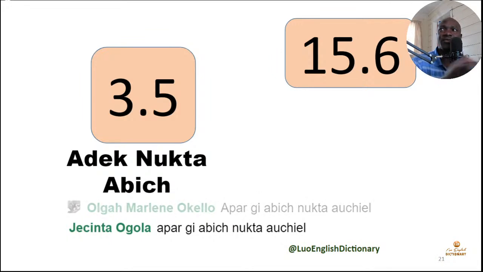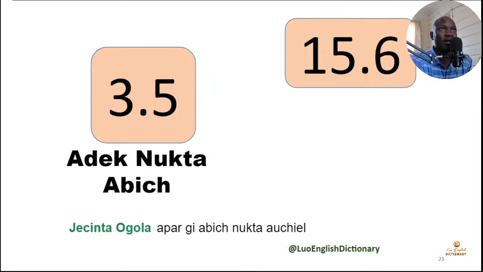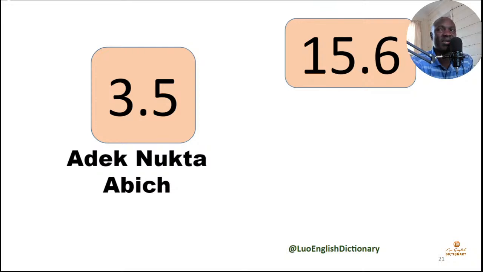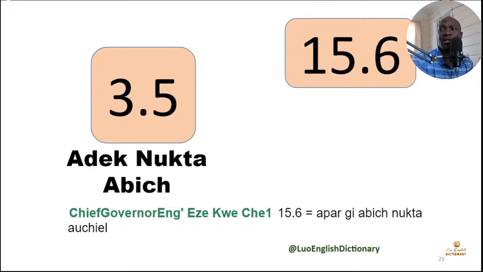And also, just to reiterate something, when you look at decimals, the second decimal, like if it is 15.61, then it would be Apar gi Abich Nukta Auchiel Achiel. Just the way you say it in English. You know, in English you say 6.61, you don't say 0.61. Thank you, Chief Governor.